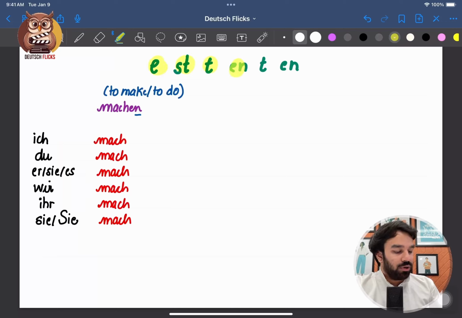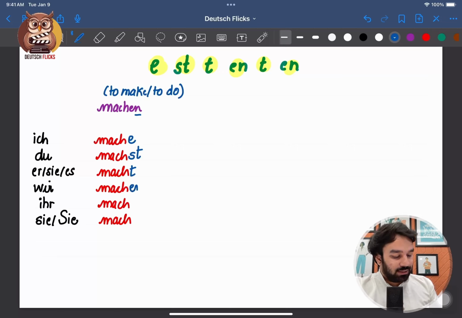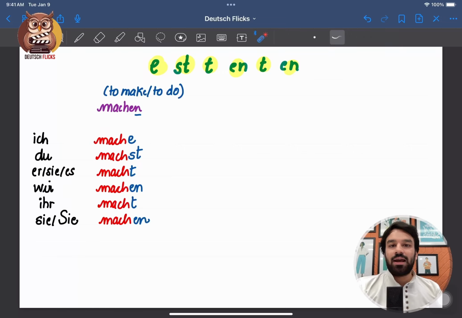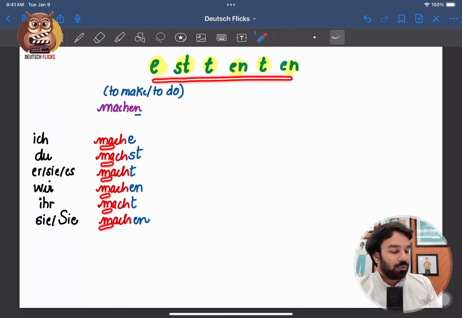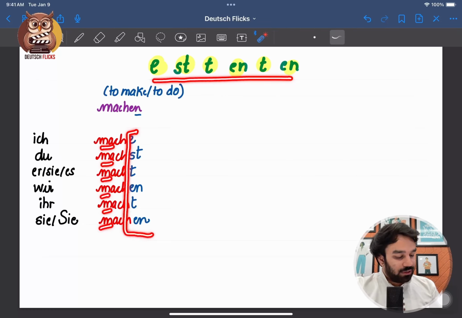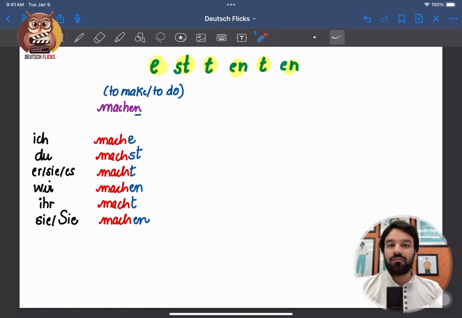Now what I will do is I'll take this golden rule and I'm gonna write it vertically. So it becomes mache with ich, du machst, es macht, wir machen, ihr macht, sie machen. So what I have done is, I initially took the root of the verb, which is mach, and I took this golden rule and appended it to the root vertically. And we are done with the conjugation.